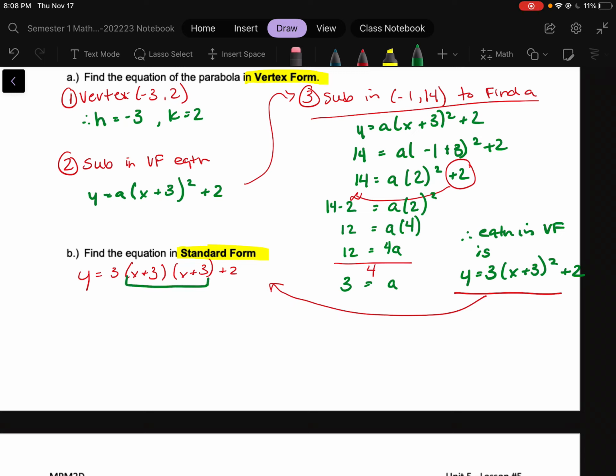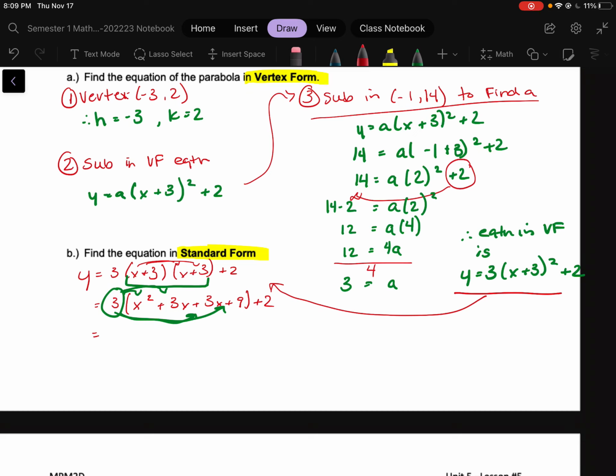Now we have to expand these brackets. So we keep the 3 on the outside, x times x, because we have to expand, like we did before. That gives us x to the power of 2 plus 3x plus 3x plus 9, plus 2. Now, once again, we have to expand because this 3 is on the outside, so we expand to everything inside.